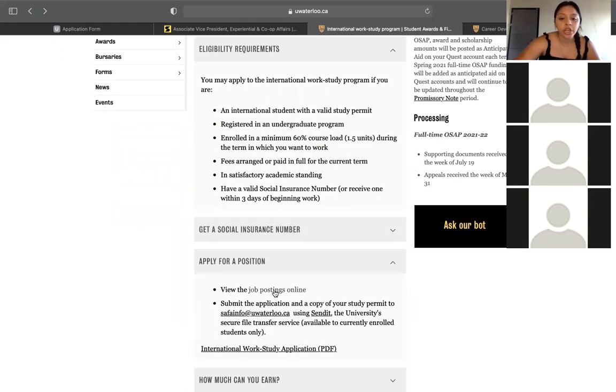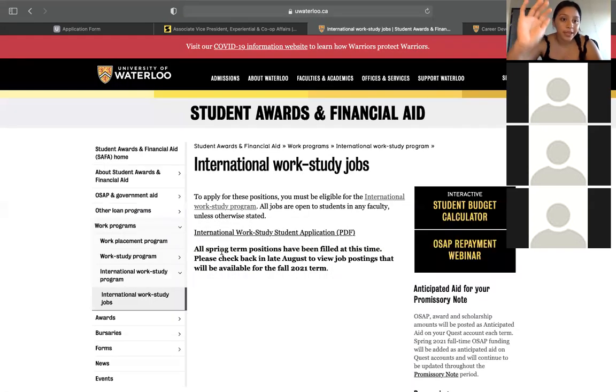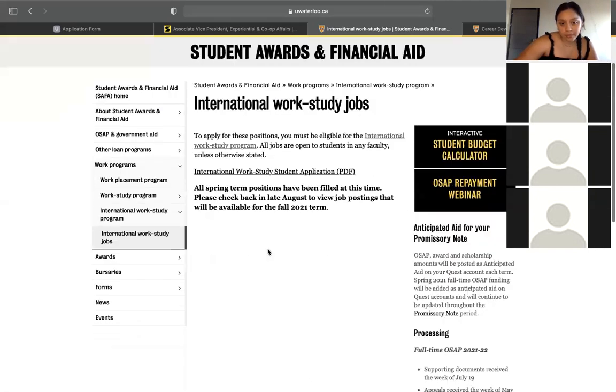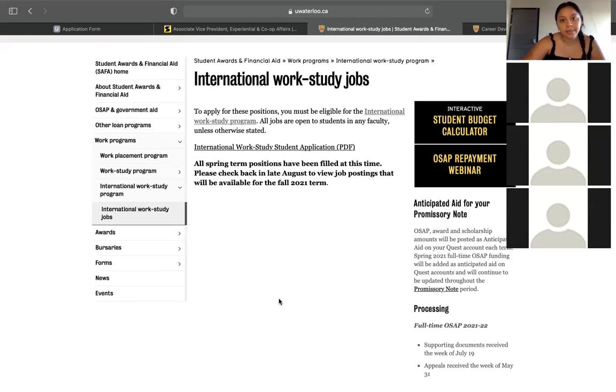Then you're gonna go to job posting online, and that's where you will find all the jobs that are available for international students. Right now, it says that all spring term positions have been filled at this time, and it's because spring is almost over, so it makes sense that all the positions for this term are already filled. But at the beginning of September, you will find all the jobs for fall term, and the same every start of the term. You will find all the jobs here.